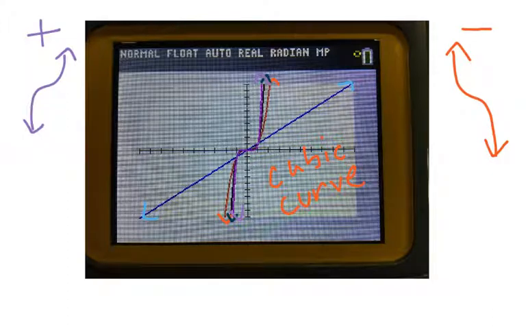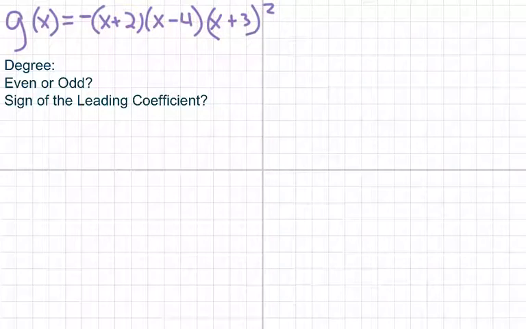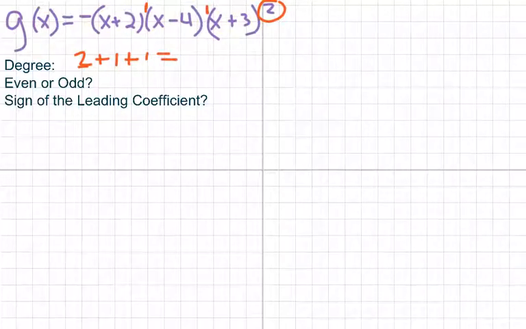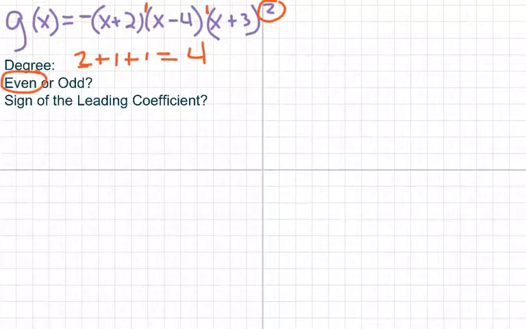So let's do some examples now. What can we actually tell from all this information? Well, let's look here. We have g of x, and we want to know what the degree of the polynomial is. I have an understood 1 here, an understood 1 here, and a 2 here. So 2 plus 1 plus 1 gives me a degree of 4. Now, is 4 an even or an odd number? That's even.